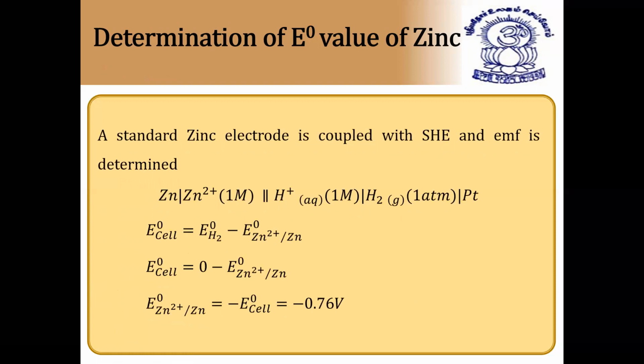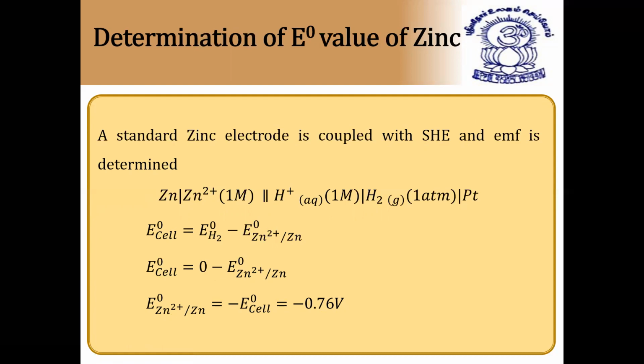So zinc, as I told you, is more electropositive than H plus. To determine the electrode potential of zinc, a standard zinc electrode is coupled with the SHE, and the EMF is determined. Coupled with SHE means the standard hydrogen electrode, which we already know is 0. So 0 minus E degree of zinc plus 2 to zinc is equal to E degree of cell, which after experimentation we got as minus 0.76 volts. So this is the standard zinc electrode with SHE, and the EMF is determined.